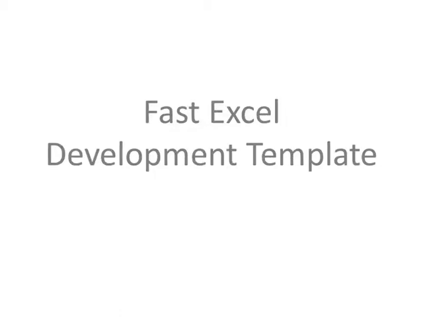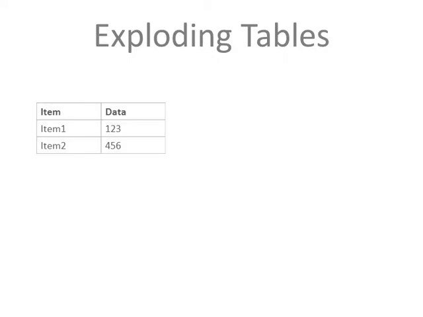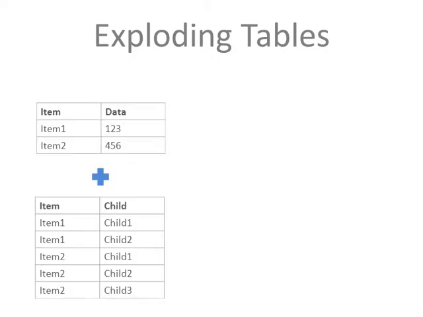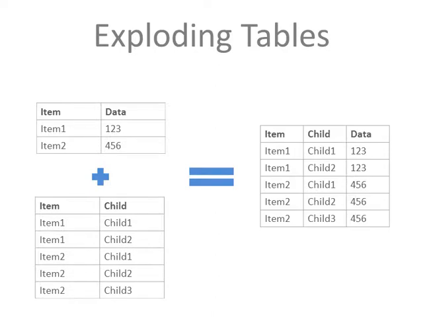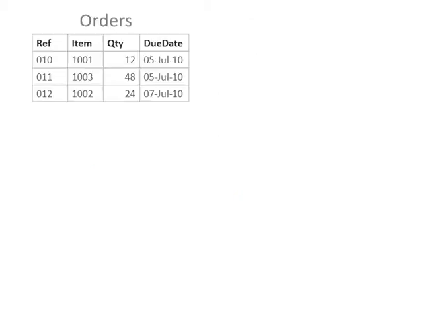This is a tutorial on exploding tables with the FastExcel development template. Exploding tables means that you take a table that lists a higher level item and express each row in terms of a lower level child item. There is a detailed module on exploding tables in the FastExcel e-learning section. For a quick overview of the process, let's look at a couple of common examples.